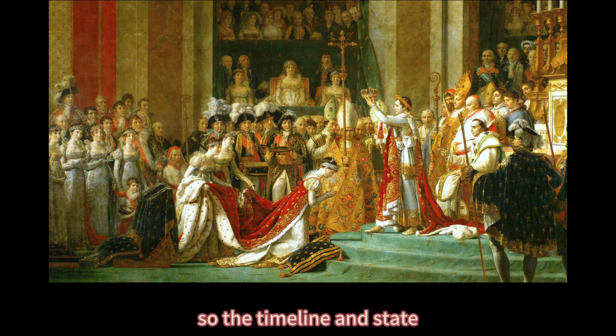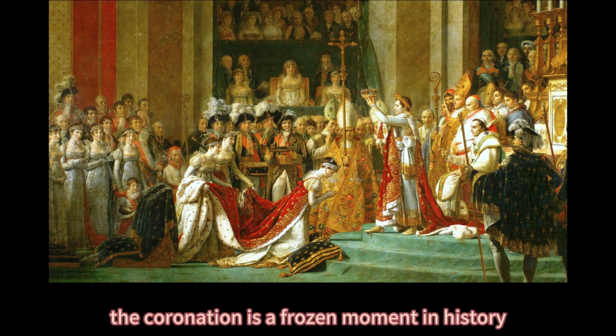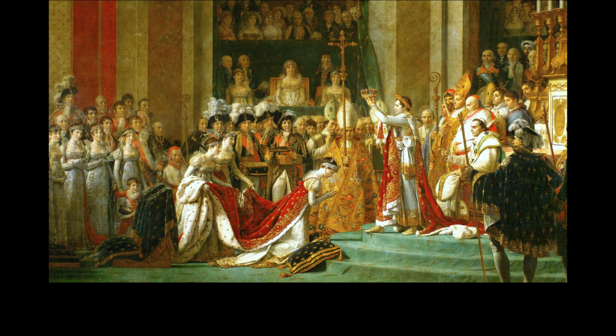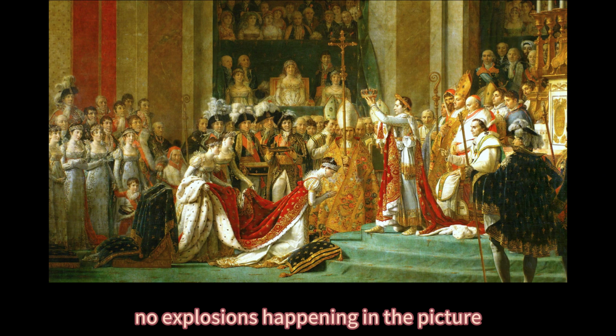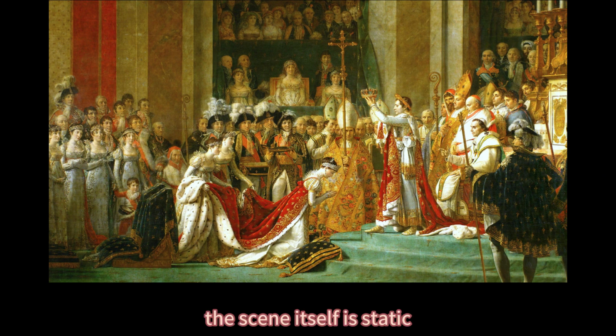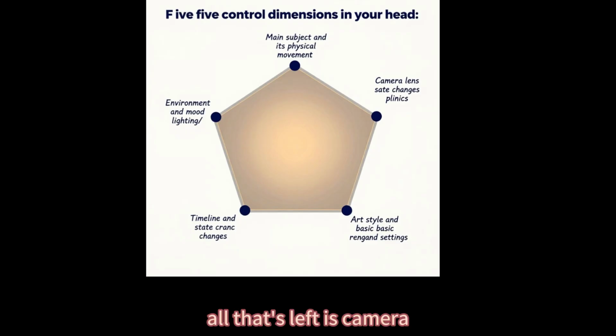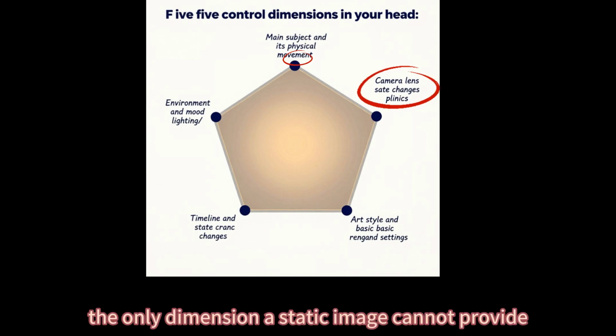So the timeline and state evolution are the key focus here. The coronation is a frozen moment in history, and what we need to do is make this scene come alive. There is no one transforming, no armor taking shape, no explosions happening in the picture. The scene itself is static, so we don't need any extra dynamic settings. All that's left is camera optics and movement, the only dimension a static image cannot provide.